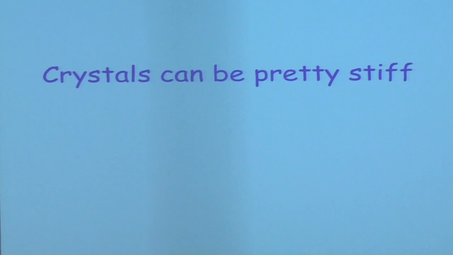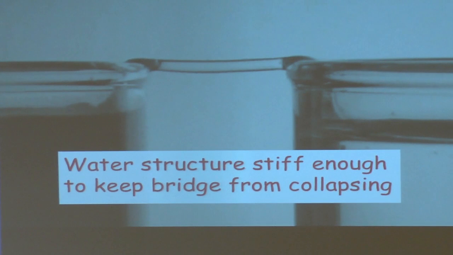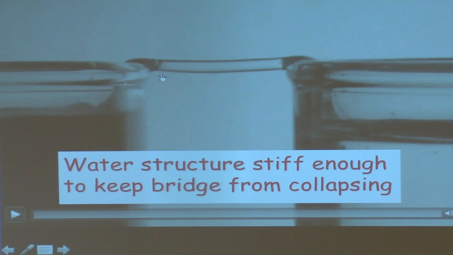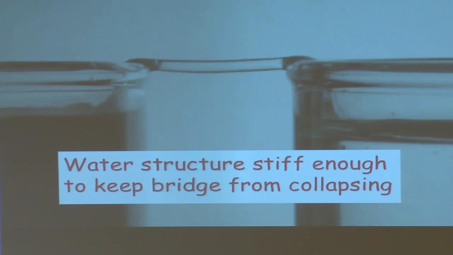Crystals can be pretty stiff. I mentioned the salt or sugar crystals, and especially diamonds, rubies, whatever, they're crystals. So when you look at this picture of the water bridge, you can calculate the stiffness. A paper just appeared in a physics journal a week or two ago. They measured the amount of droop here, and from the droop, and knowing the dimensions, you can compute the stiffness. It's extraordinarily high. You can almost walk across it.